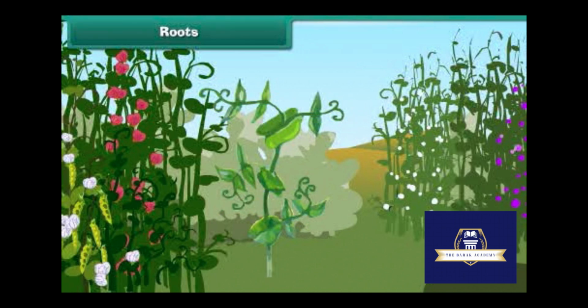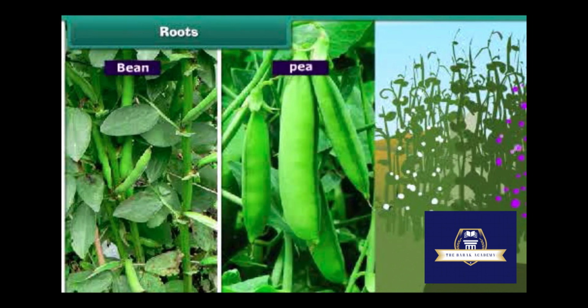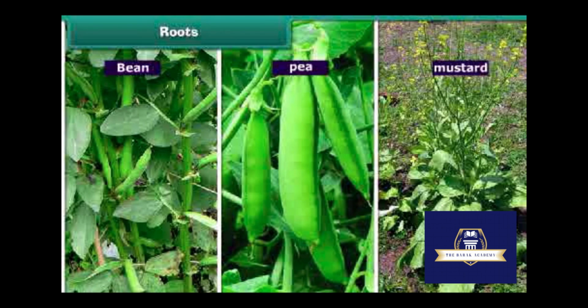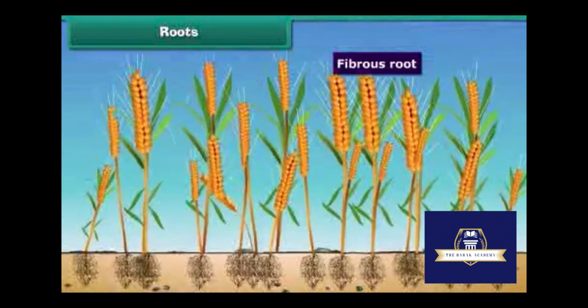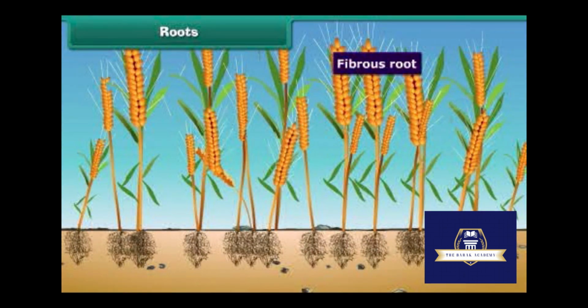Tap roots are generally found in bean, pea and mustard plants. But in a fibrous root, a number of almost equal-sized roots are attached to the end of the stem. That is, there is no main root like tap root. This kind of root is present in grass and wheat.